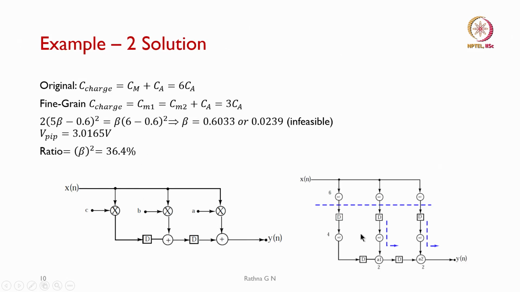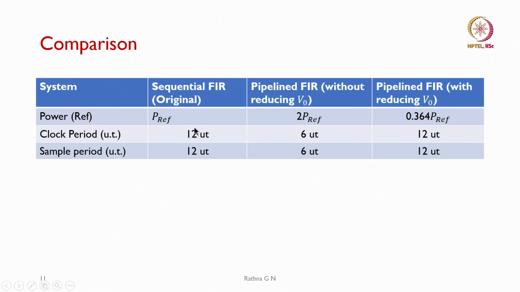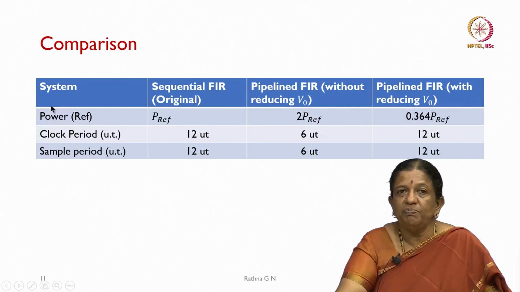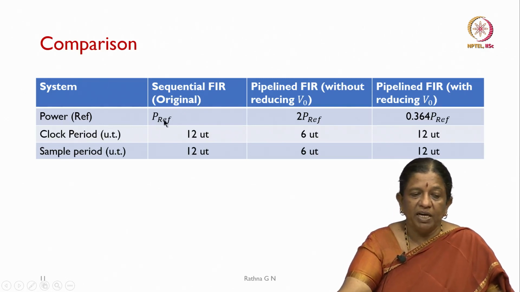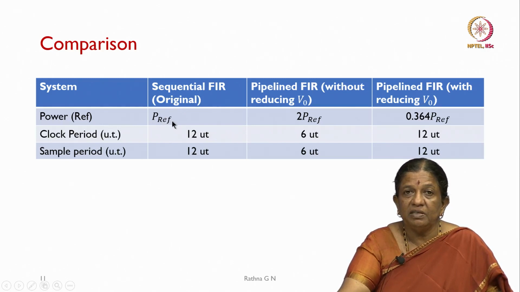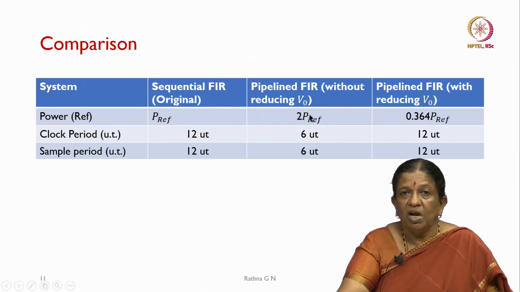As you can see in this case, when we do the comparison, the system power is the reference, and the sequential FIR original is the power reference. For the pipelined FIR without reducing the V naught, what I will get is 2 times the original one.